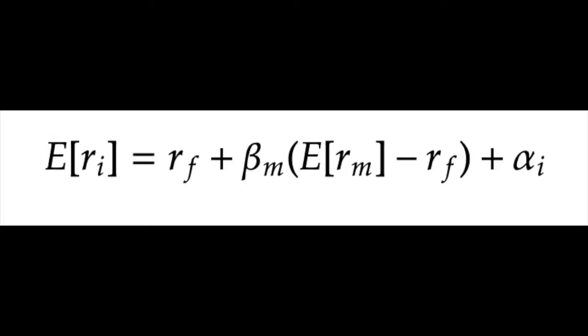And the model looks like this. We have the expected return from asset i is equal to the risk-free rate plus the market beta times the expected market return minus the risk-free rate, plus alpha i, alpha for that asset. Now, if markets are efficient, then alpha would already be priced into the asset. So efficient markets implies that alpha equals 0 every single time. But a lot of research has been done, and alpha is not always equal to 0.